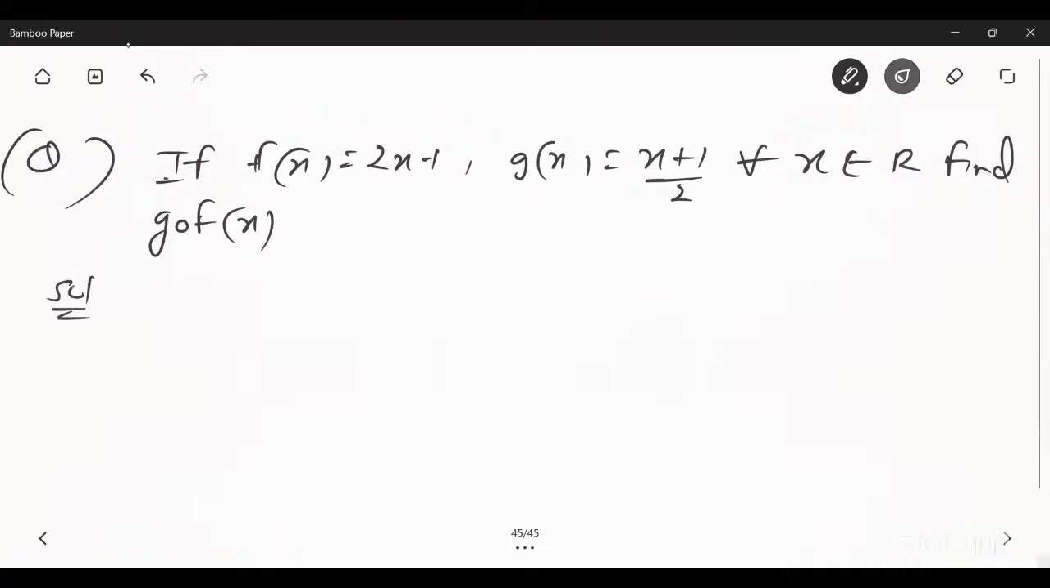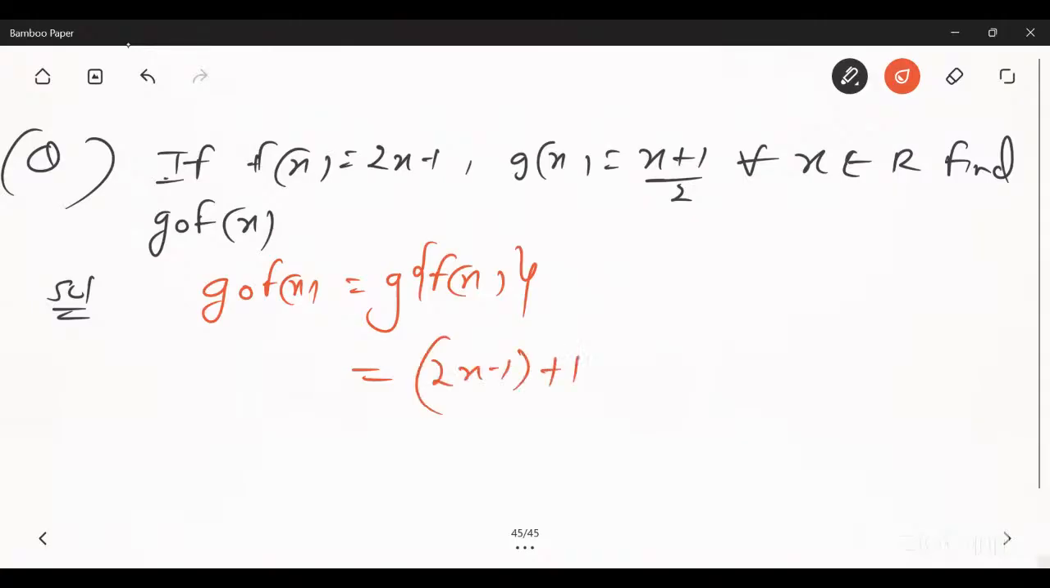Now, what does g of f(x) mean? G of f(x) means g applied to f(x). In place of x, we can put the value of f(x). So what is it here? (2x minus 1 plus 1) by 2. So 2x by 2 is equal to x. That was the value of g of f(x). Okay.